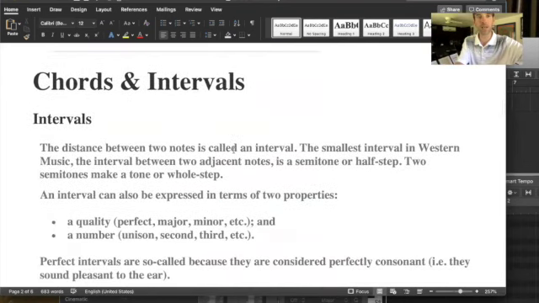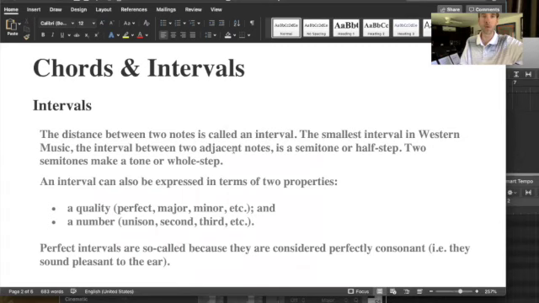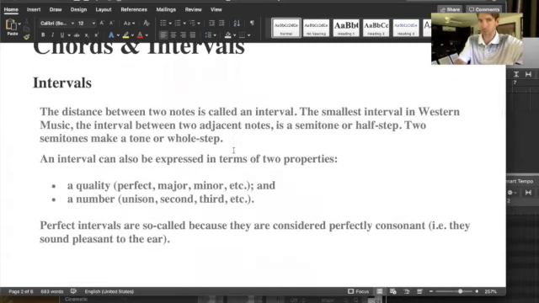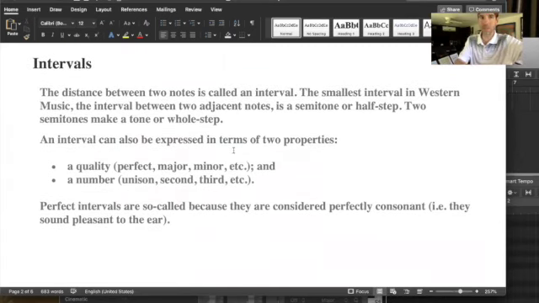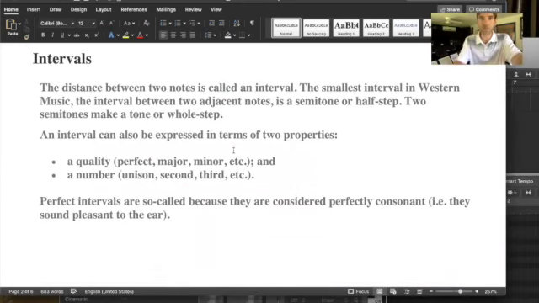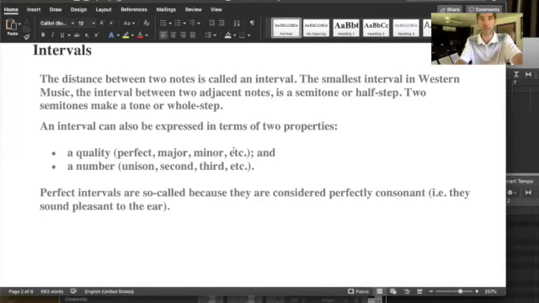So let's get into how we can build chords. Chords and intervals. What's an interval? The distance between two notes is called an interval. The smallest interval in Western music, the interval between two adjacent notes, is a semitone or half step. We just covered that, of course, right? So 2 semitones make a tone or a whole step.